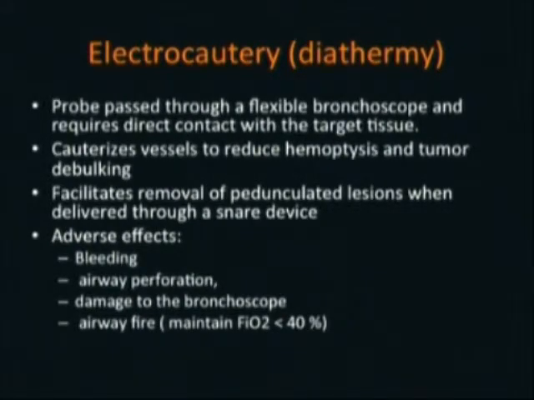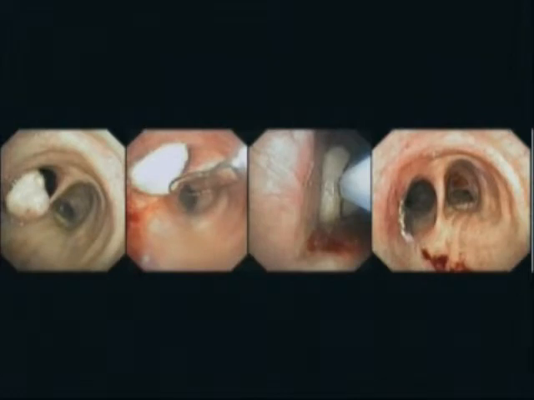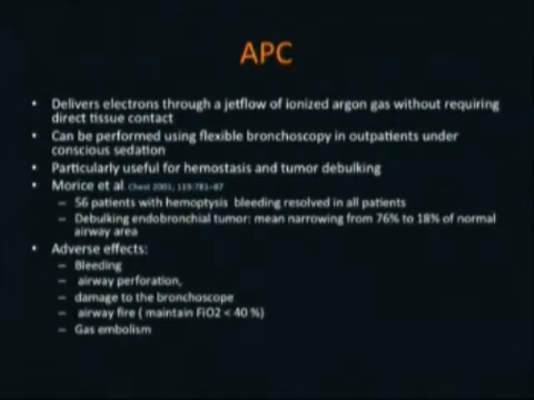And the adverse effects are a little bit like laser: bleeding, airway perforation, damage to the bronchoscope, and airway fire. And this is a snare of a lesion at the left main bronchus. You pass the snare at the bottom of it. You put the power, and then you can just cut it through.